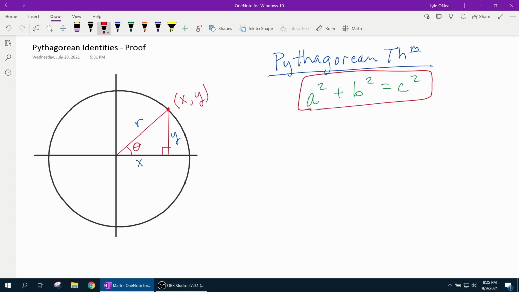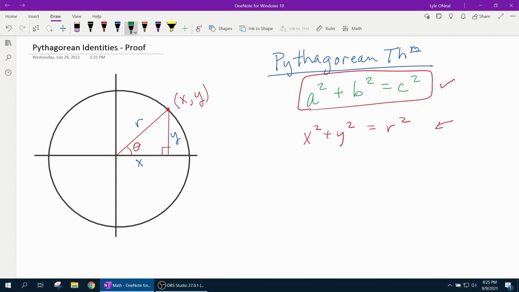So our general formula for Pythagorean theorem is a squared plus b squared equals c squared. In this construction, we can substitute the variables x squared plus y squared equals r squared. So this is our foundation. This is going to be our basis for constructing the three Pythagorean identities. So we're going to start with the first one, which would be sine squared theta plus cosine squared theta equals 1. And we're going to show how we get that.